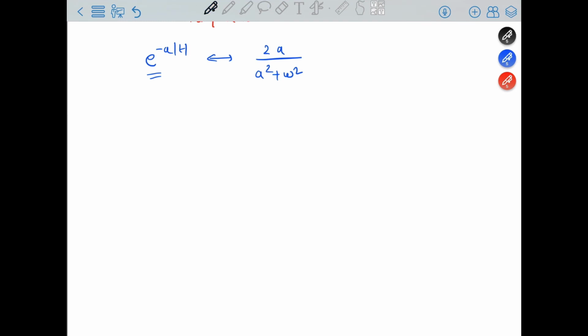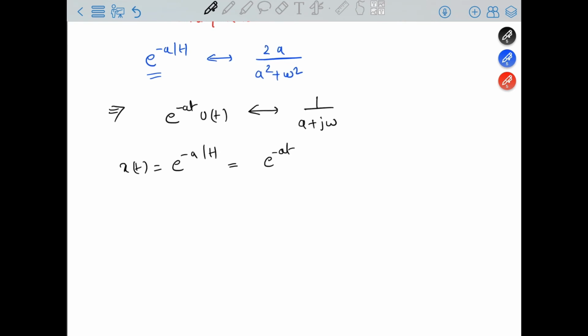So how can we do that? We'll pick a signal that is e raised to the power minus at u of t, and we know the Fourier transform of this signal is 1 upon a plus j omega. Now x of t is e raised to the power a mod t, which can be written as e raised to the power minus at u of t plus e raised to the power at u of minus t.